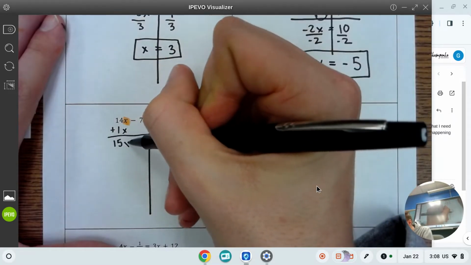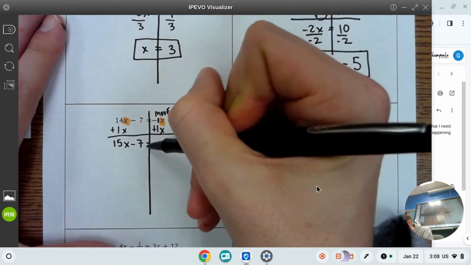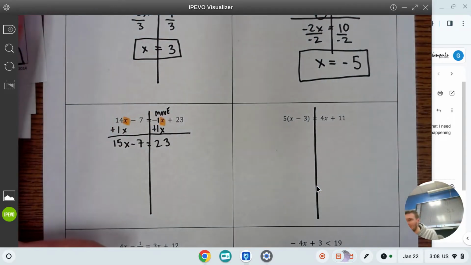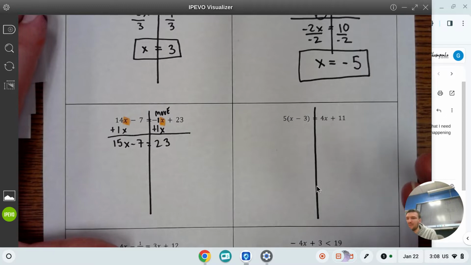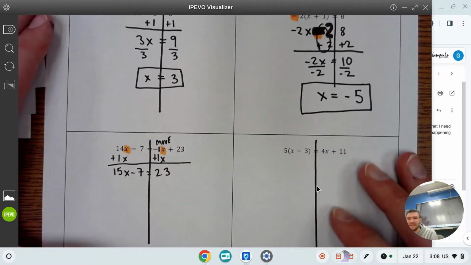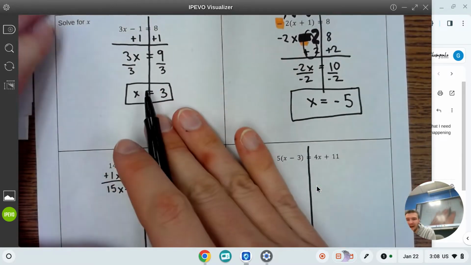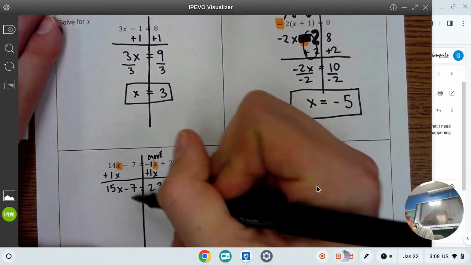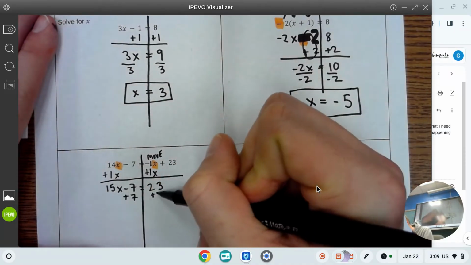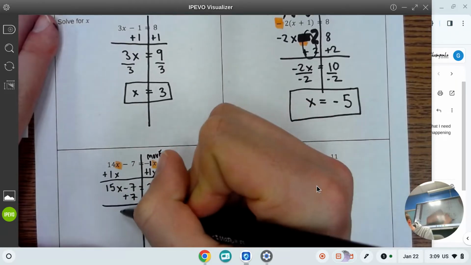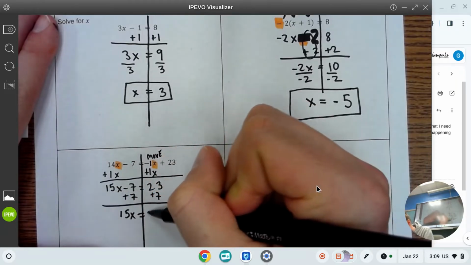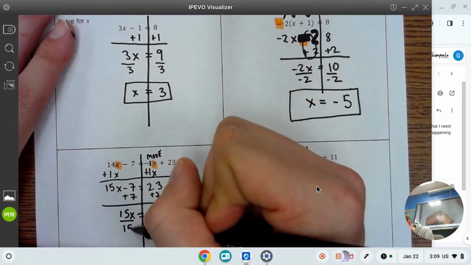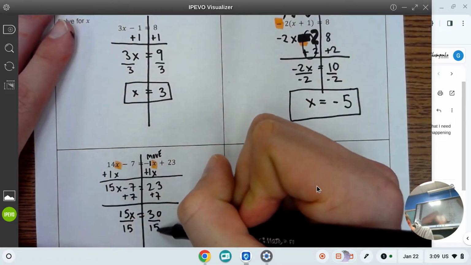That'll be 15x minus 7 equals 23. And now we're right back in that very comfortable place. Look how repetitive this is. Add it, divide it. Add it, divide it. And what are we going to do here? We're going to add it. 15x equals 30. And we're going to divide it. Divide by 15.